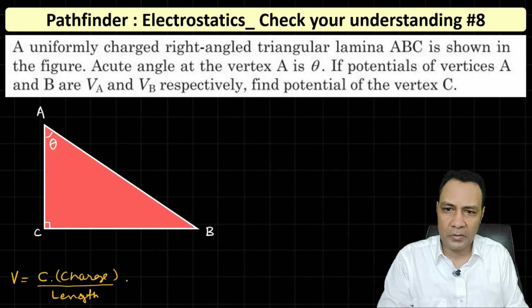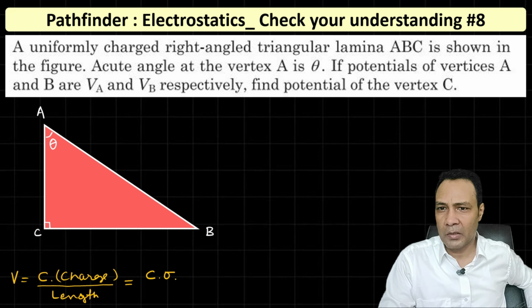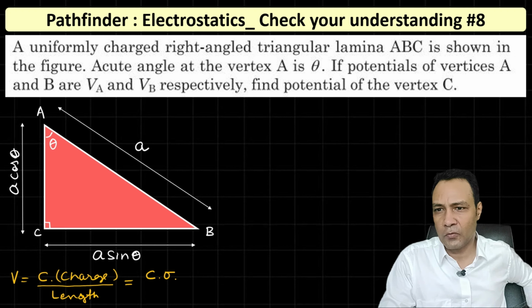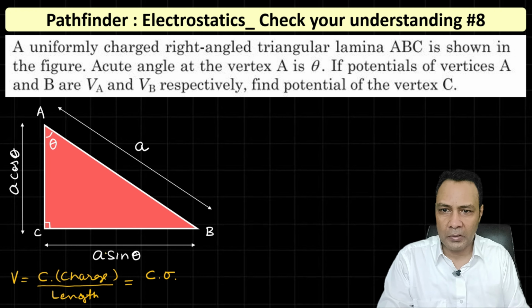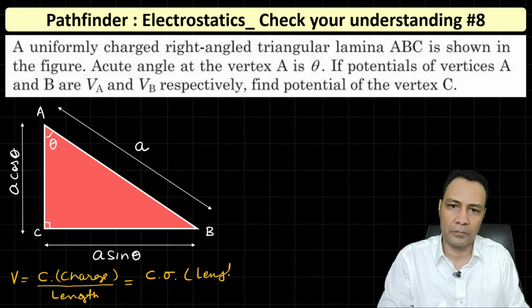If I think about this lamina, the charge would be surface charge density sigma into area. Area would again be length square. I can take any two lengths, like this length or this length. So if I take this length to be A, then BC would be A sine theta and AC would be A cos theta. Theta is fixed, so BC and AC are also functions of A. So the charge would be sigma into area, so for area I am writing length square, divided by the length.